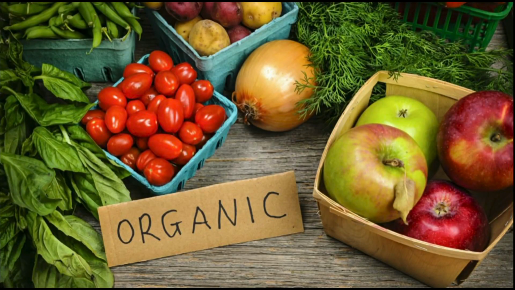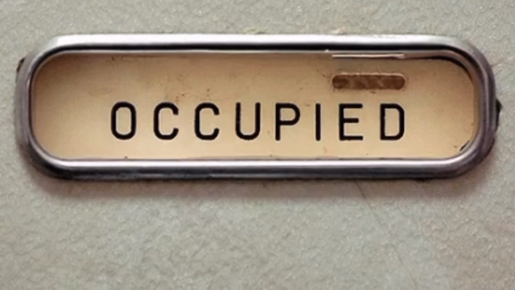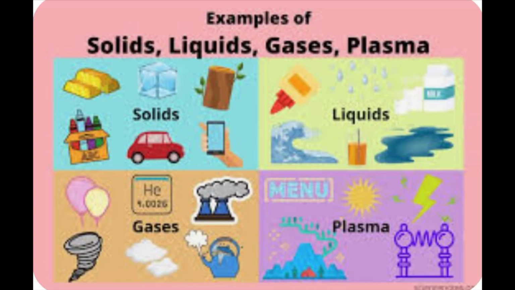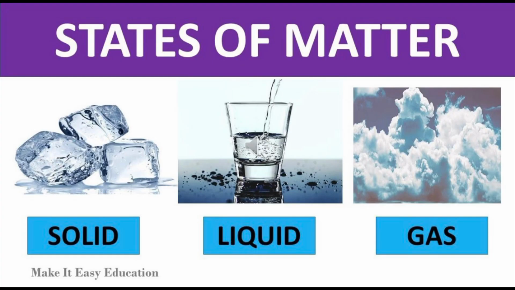Organic substances contain carbon. An example of an inorganic substance is metal. Anything that occupies space is called matter. Solids, liquids, gases, and plasmas are considered to be forms of matter.